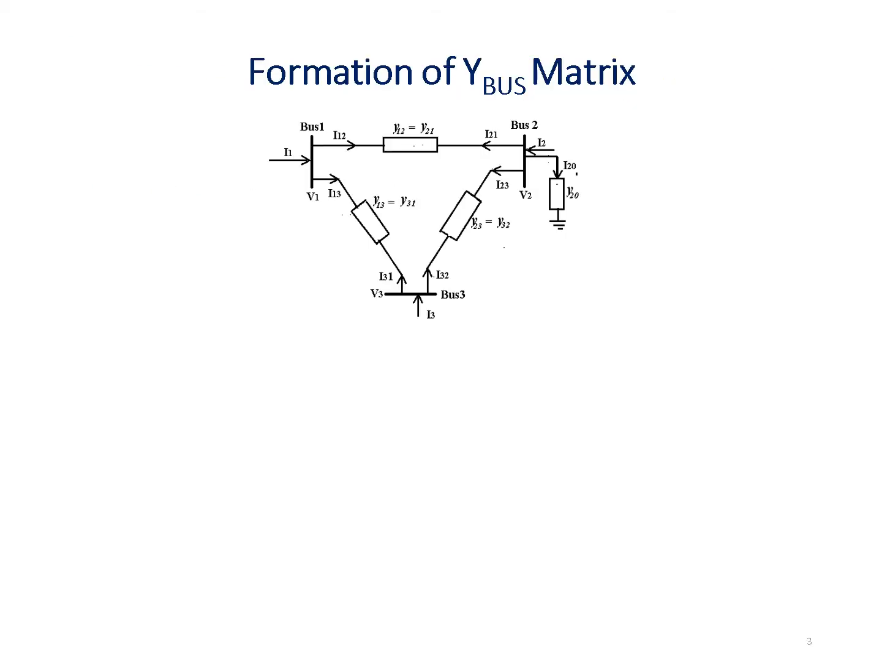In the first lecture class, we derived the Y-bus matrix based on this diagram. This diagram consists of a 3-bus system, and bus 1 and bus 2 are connected with some admittance. In that way, bus 2 and 3, bus 1 and 3. But if you notice, only bus 2 has the shunt element Y20. In no other bus are shunt elements present.